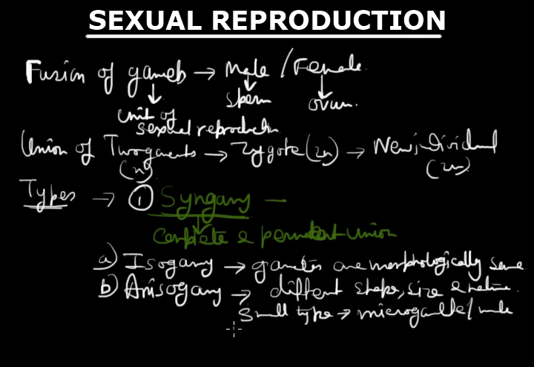And the large one, comparatively bigger one, is known as the macrogamete, which is the female gamete. This is comparatively inactive in nature. So anisogamy, where the gametes are of different shape, size and nature, the small type, that is microgamete, is the male gamete, whereas the comparatively large type of gamete is macrogamete or female gamete.